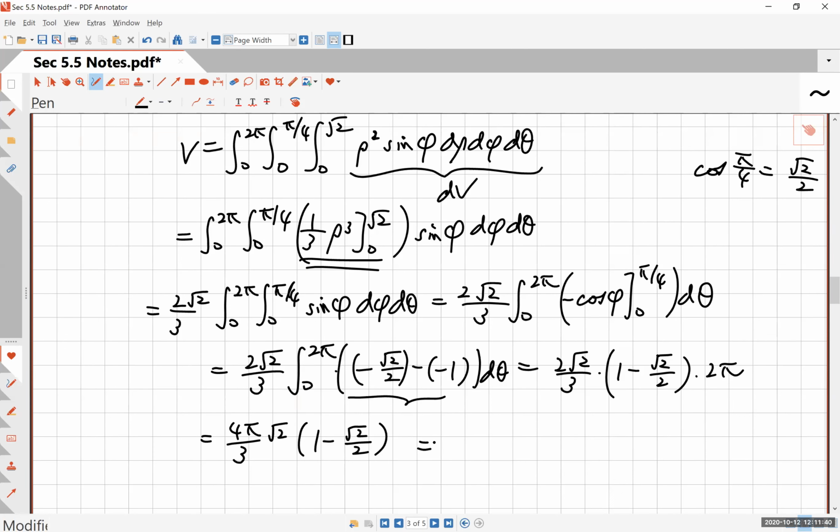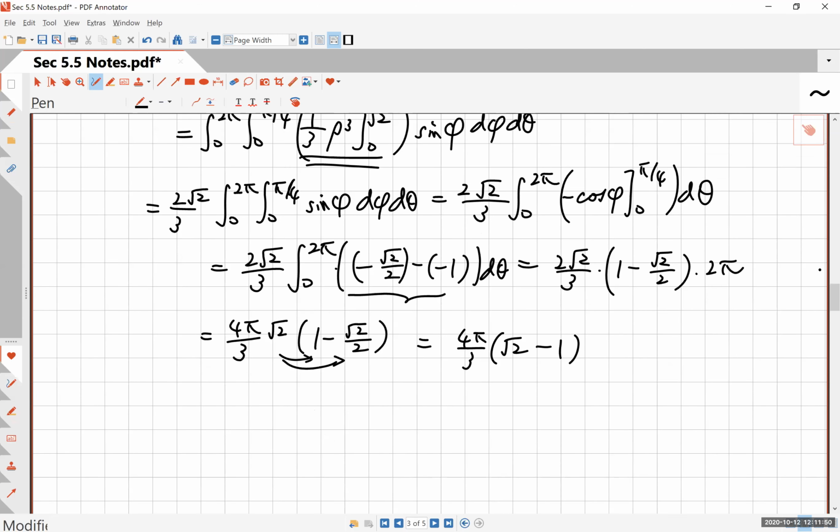I guess I can multiply everything by square root of 2 here. I can distribute this, and then of course this will just become -1 here at the end, right? So that is probably the simplest way to describe this answer.